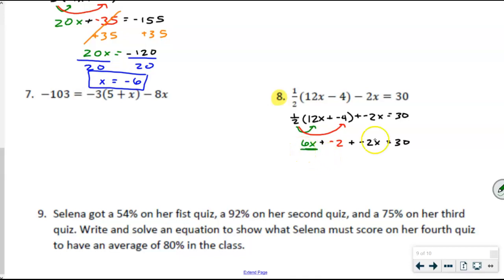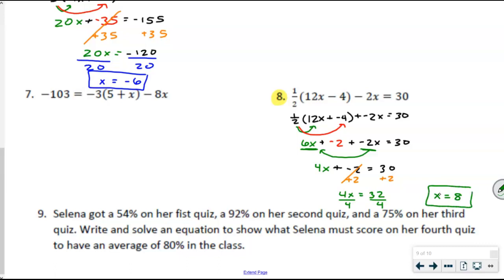Now we have 6x tiles and a -2x tiles. So again, if I'm just going to move those around, you can see we're going to have a couple of 0 pairs and 4x tiles left. Plus a -2, which is equal to 30. And again, I have -2, which I'm going to zero out with a +2. And now I have 4x is equal to 30 plus 2 is 32. Divide each side by 4. And we have x is equal to 8.